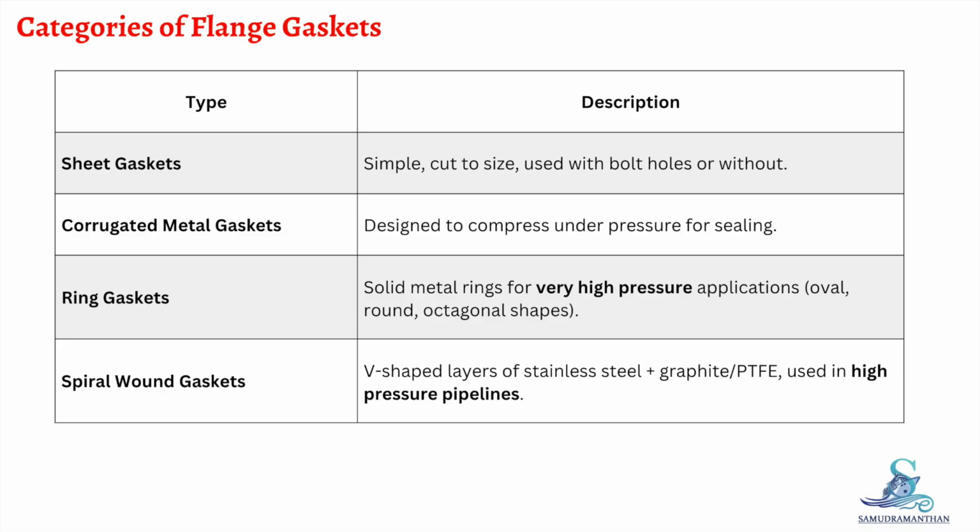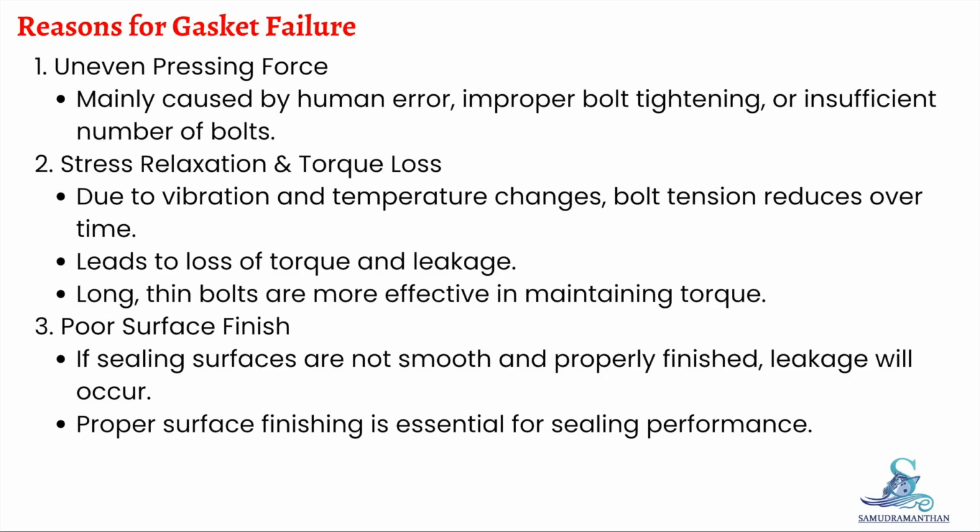Let's understand each. Sheet gaskets are simple, cut to size, and are used based on fluid and temperature. Corrugated metal gaskets are designed to compress properly for sealing. Ring gaskets are solid rings used for extremely high pressure applications and can be in oval, round, or octagonal shapes. Spiral wound gaskets have stainless steel layers with graphite or similar filler formed in a V shape and are used in heavy-duty pipelines.